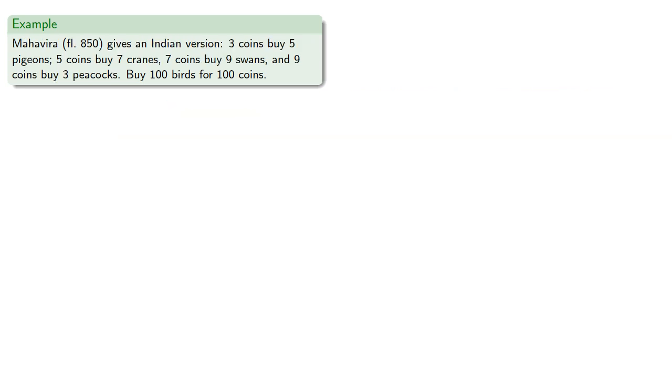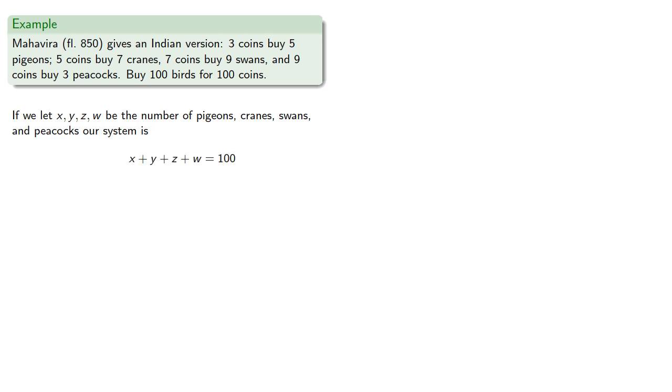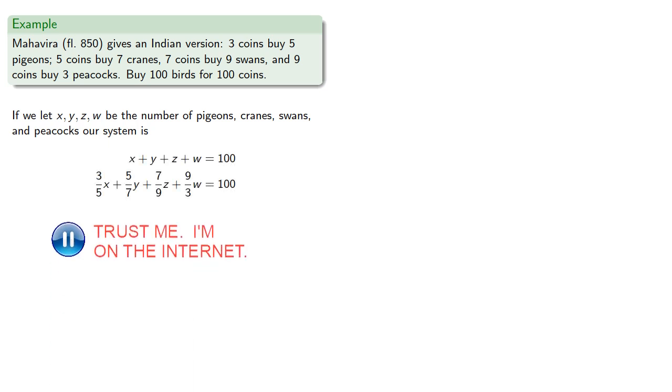an even more complicated problem appeared in the work of Mahavira, an Indian mathematician living about 50 years before Abu Kamil. 3 coins buy 5 pigeons, 5 coins buy 7 cranes, 7 coins buy 9 swans, and 9 coins buy 3 peacocks, but again buy 100 birds for 100 coins. So if we let x, y, z, and w be the number of pigeons, cranes, swans, and peacocks, our system will be 100 birds, cost 100 coins.